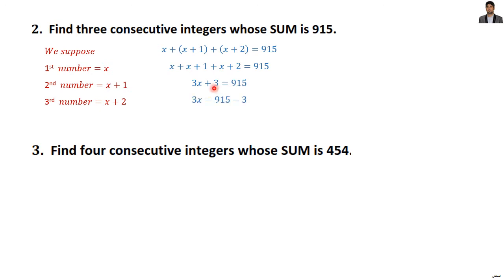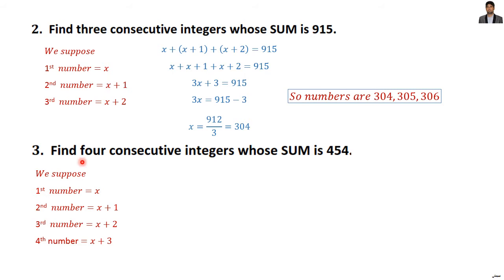We move 3 to the right. Plus 3 will go right, minus 3. 915 minus 3 will give us 912. Divide by 3 and our answer is 304. The first number is 304. The next number 305. After that 306. So here are our three numbers.